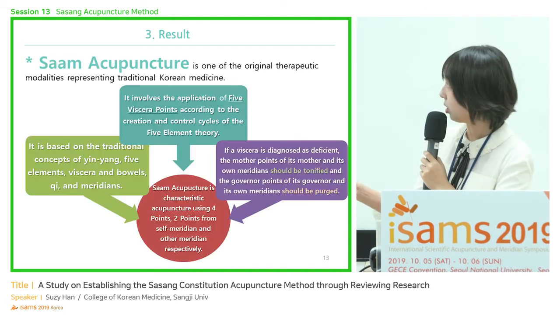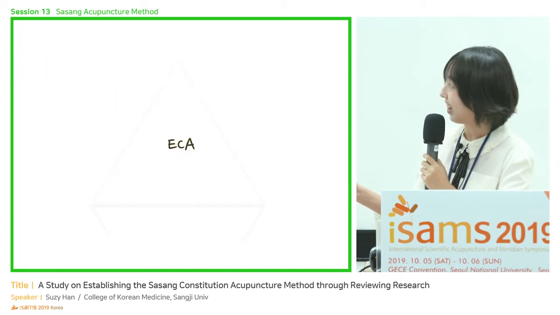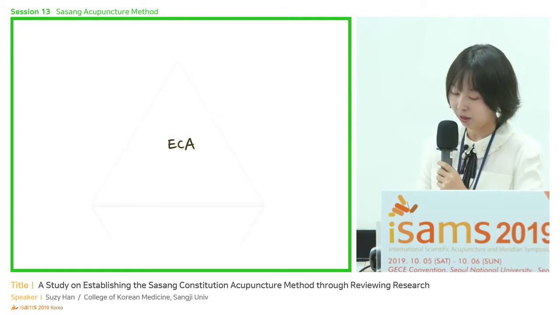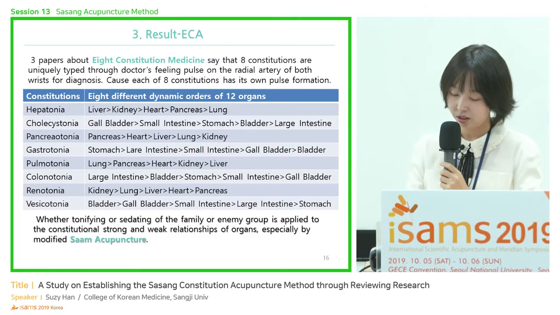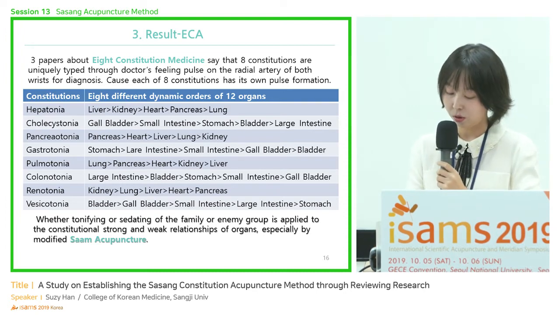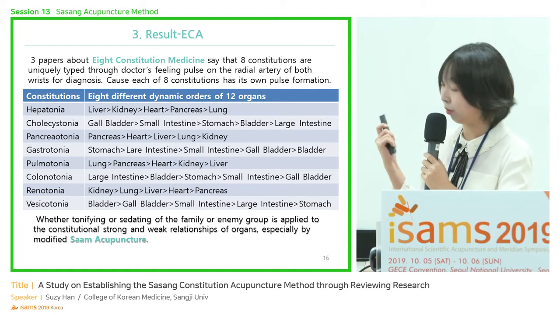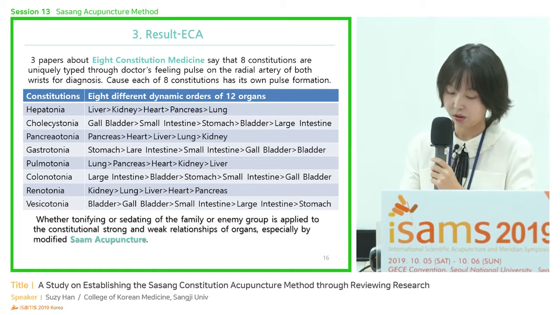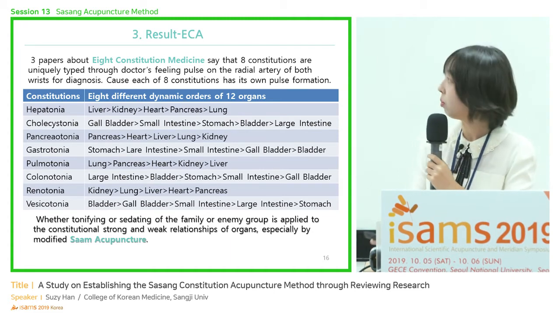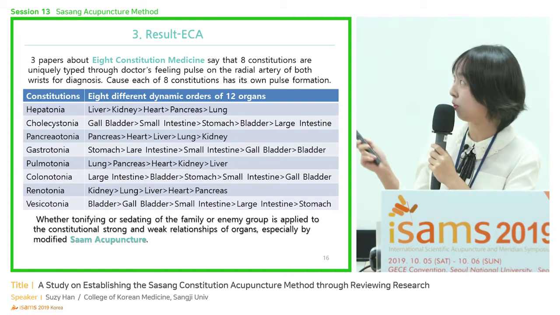And the third section is about 8 Constitution Acupuncture. 3 papers about 8 Constitution Medicine say 8 Constitutions are uniquely typed through a doctor's feeling pulse on the radial artery of both wrists for diagnosis, because each of 8 constitutions has its own pulse formation.